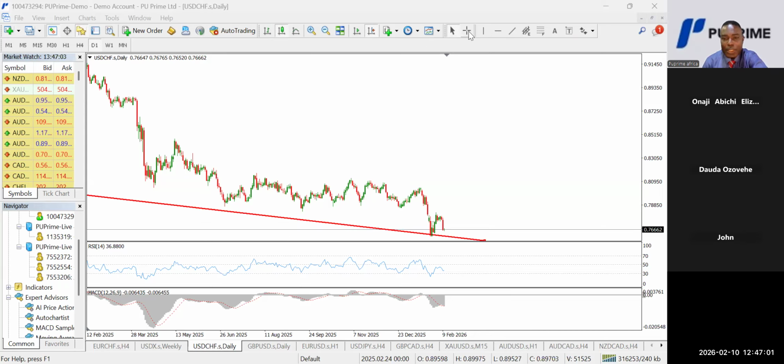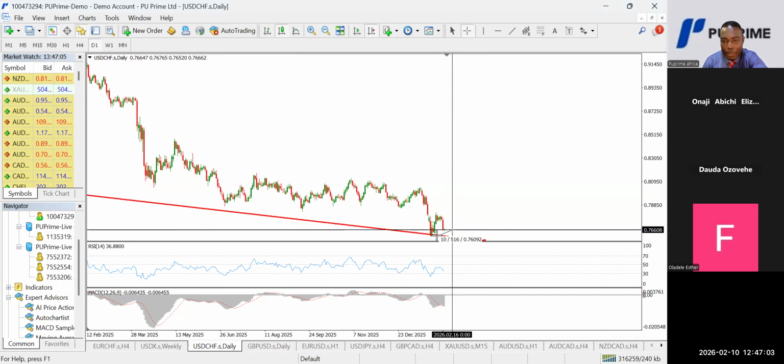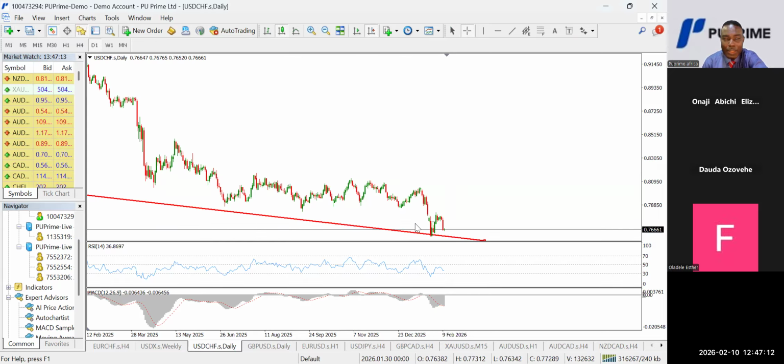And if you sell the USD CHF, we are only looking at possibly a movement of some 20-30 pips, and you should be out. It's more of a scalp, because once price hits that trend line or the support zone, we may be expecting a bounce back to the bullish direction. So it's a short-term trade.